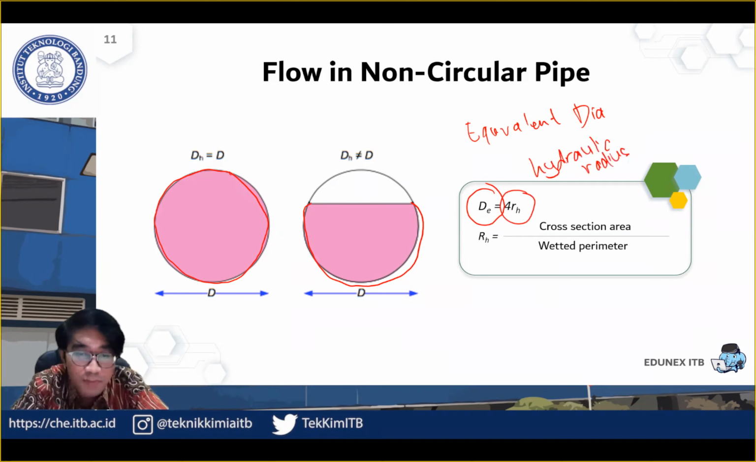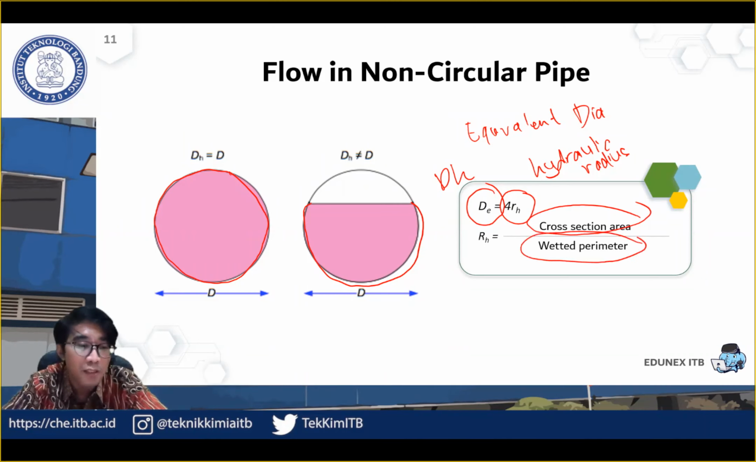Ya, diameter ekuivalen itu adalah 4 kali radius hidraulik, atau disebut juga diameter hidraulik. Equivalent diameter is 4 times the hydraulic radius. What is the hydraulic radius? It is the cross section area divided by the weighted perimeter. Which one is the cross section?